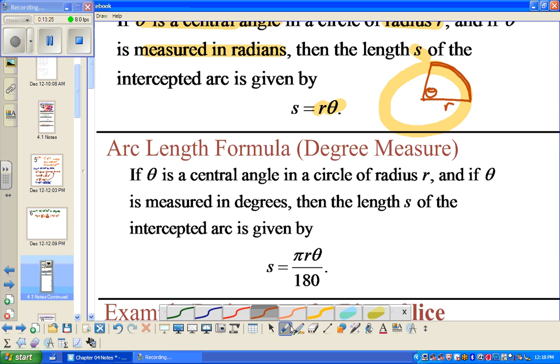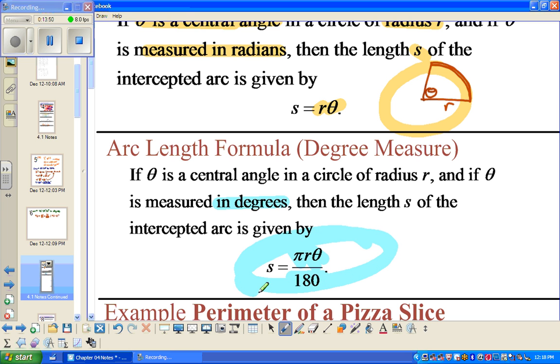If you're given the arc length in degrees, well, then you're basically converting the degrees to radians and multiplying by the radius. So you're going to take the degrees that you have times pi over 180 and then multiply by the radius to get the arc length. So this formula here is if you're given the central angle in degrees, whereas the one up top here is when you're given the central angle in radians.